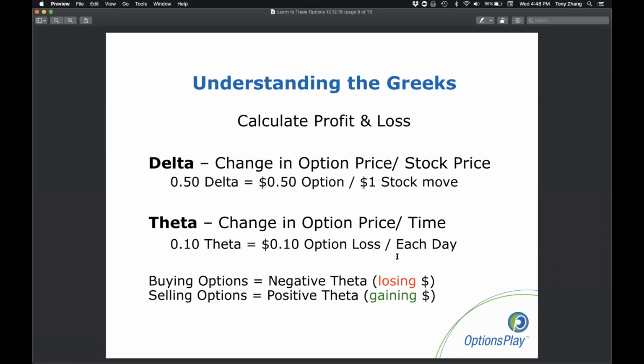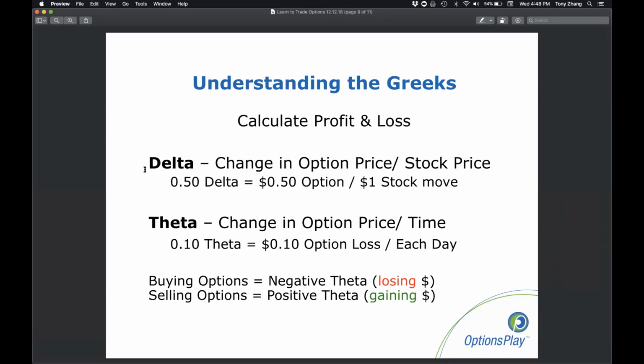Lastly, what I really want to help drive home the point is understanding the Greeks. These are two things that are very important to understand when you're trading options. You don't have to know how to calculate them. You just have to understand the concept behind them, because the OptionsPlay tool will actually do the calculations for you. So today I'm just going to explain them in more theoretical terms so that you understand what they mean.